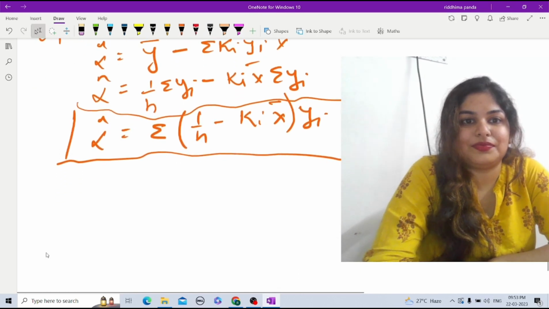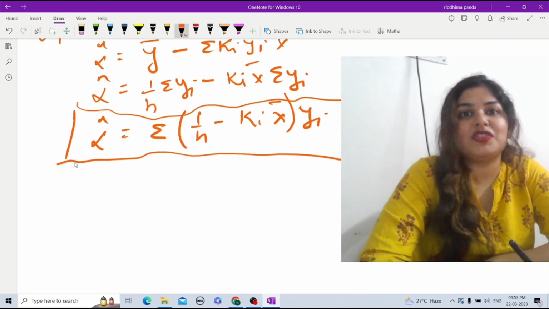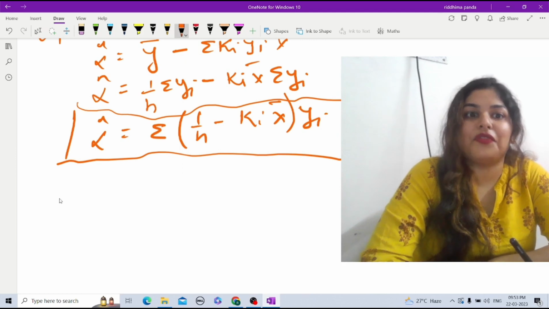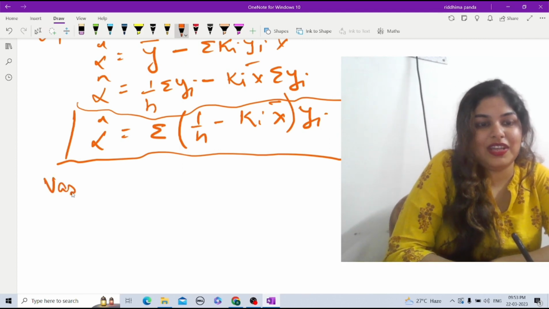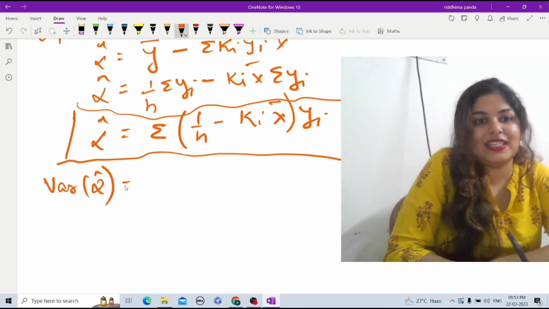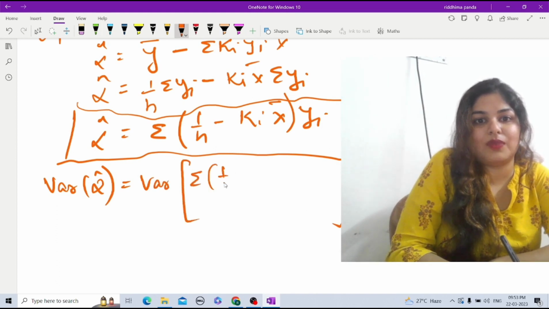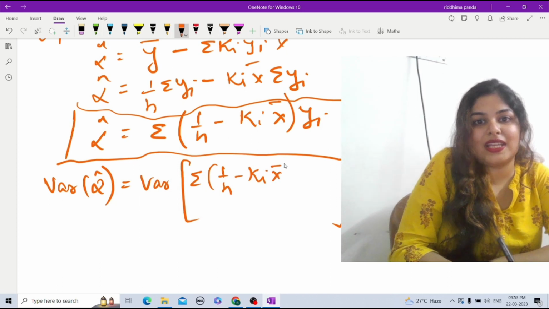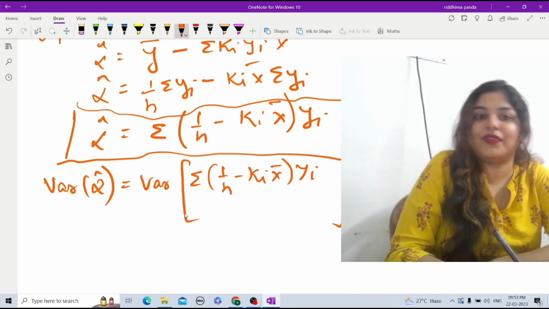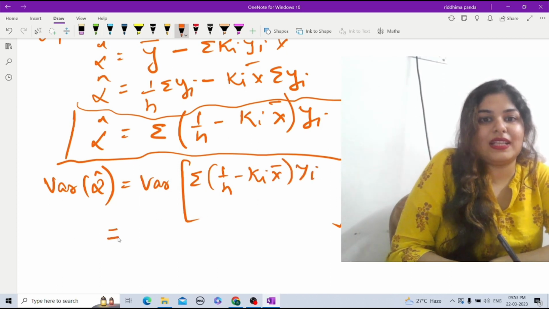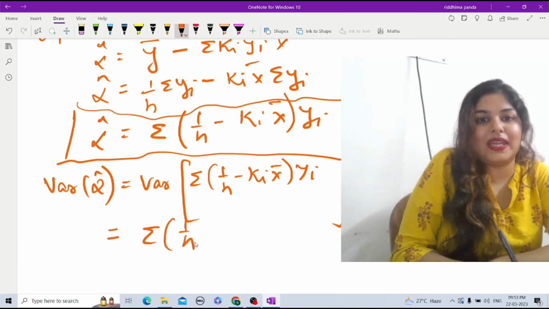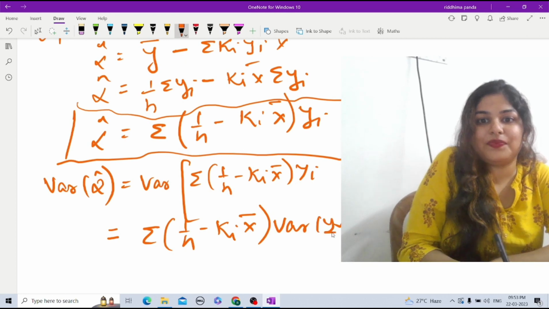Now, next step, I have to calculate variance of alpha hat. So variance of alpha hat is equals to variance of this whole thing that we have got, summation (1 by n minus ki x bar) into yi, right? So I can write it down as summation (1 by n minus ki x bar) variance of yi.